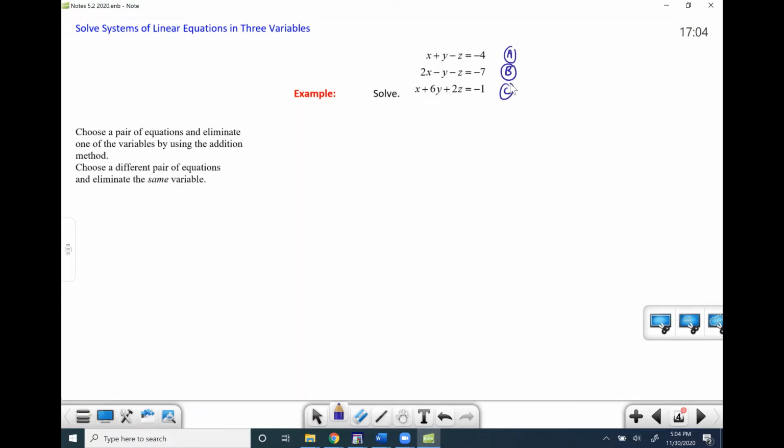I'm definitely putting equation A with equation B, okay? So I'm going to put equation A with equation B. That's going to be one of them.